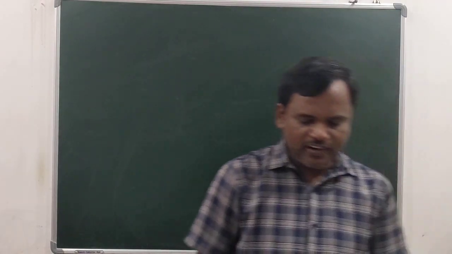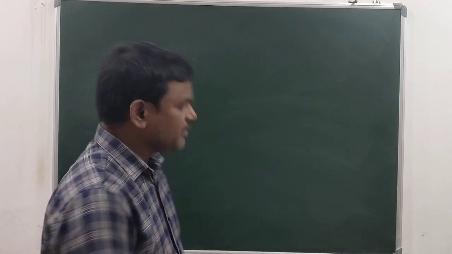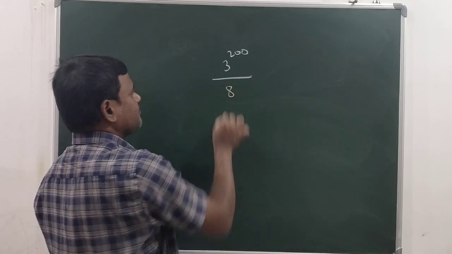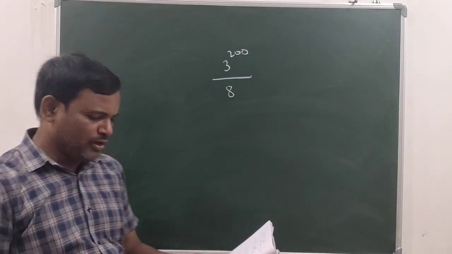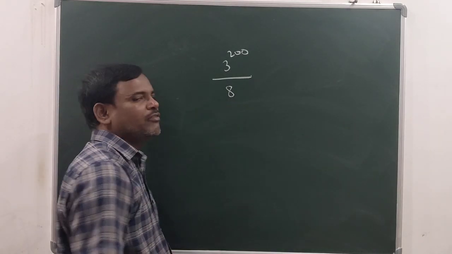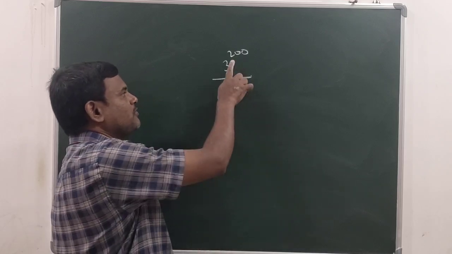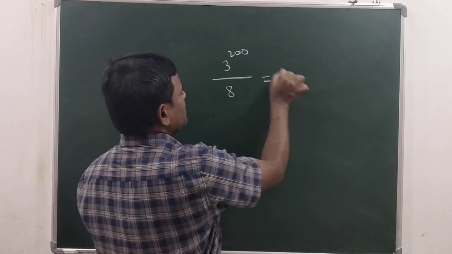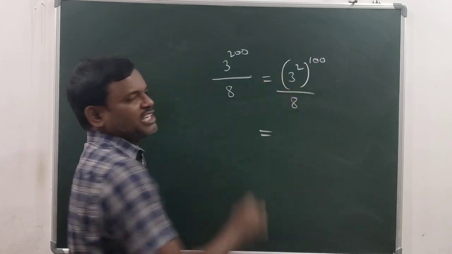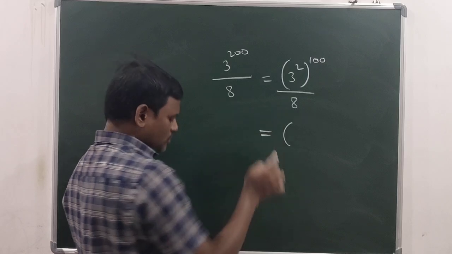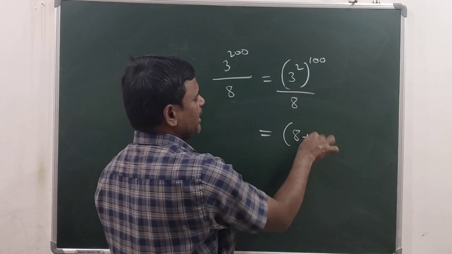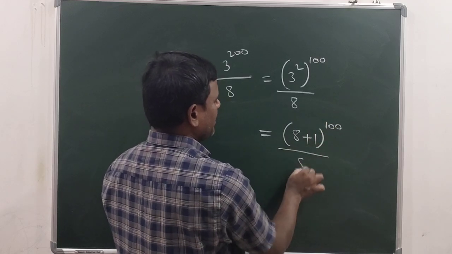Now, what is the fractional part of 3 power 200 by 8? Very easy, no? In my previous class also I gave you one model related to this. Fractional part of this when divided by 8 means this has to be written as 3 square whole power 100 by 8. Now 3 square is 9. Here the divisor 8 is there. So 9 should be written as 8 plus 1 whole power 100 by 8.